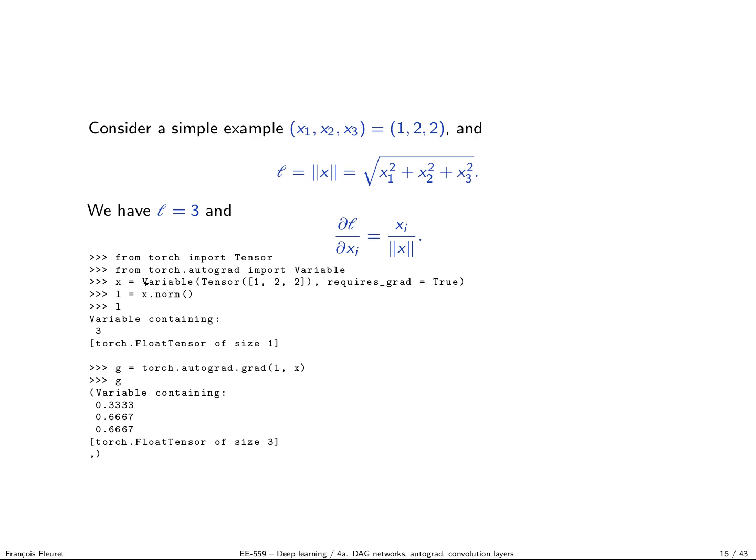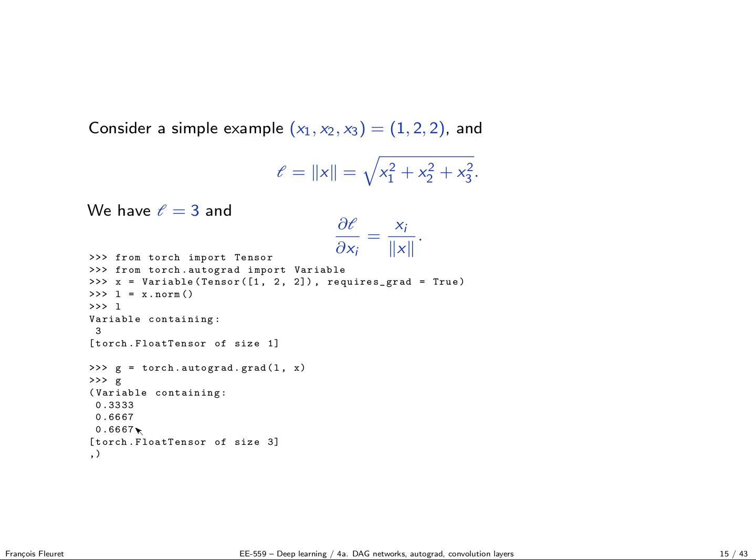Now what we can do is, as always in PyTorch, import Tensor, and import Variable from autograd. Instead of defining x just as a tensor, I say that x is a Variable around this tensor, and I'm stating that I'm going to require the gradient. Now I compute the norm. As I said in the previous slide, this is not a float or a scalar, but a variable containing a tensor of size 1 with the value 3, as expected. And now I can just ask autograd for the gradient of L with respect to x, and it returns a variable, a tensor of size 3, the same dimension as x, which is indeed 1 over 3, 2 over 3, 2 over 3.